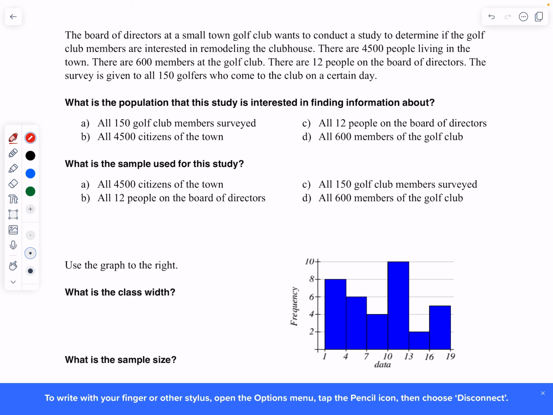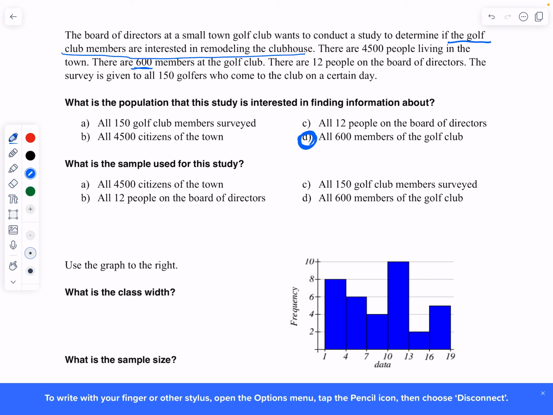Okay, so if we're looking at this, they're telling us they're conducting a study to determine if the golf club members are interested in remodeling the clubhouse. So we need to know how many golf club members there are. And if we look at it, we find there are 600. So the answer to this is D.